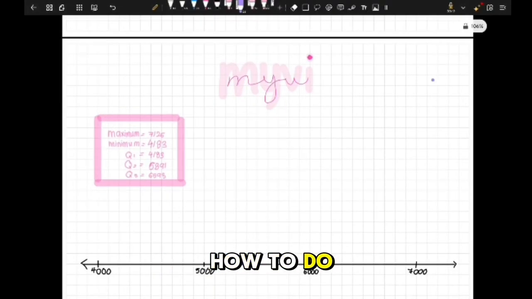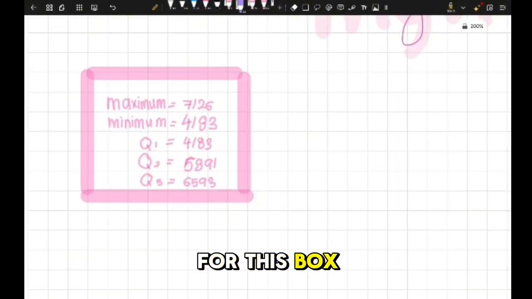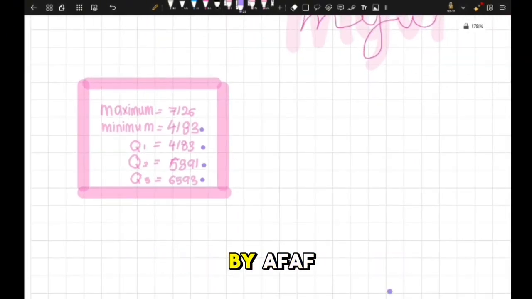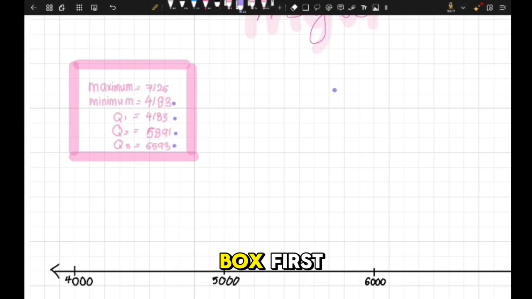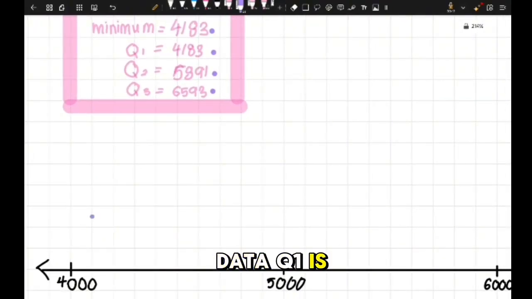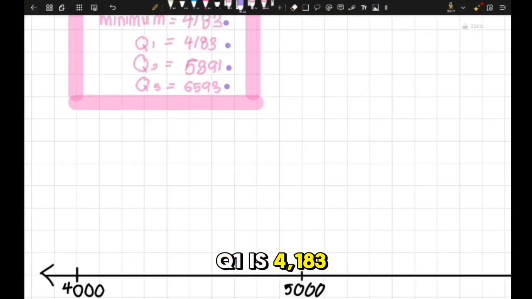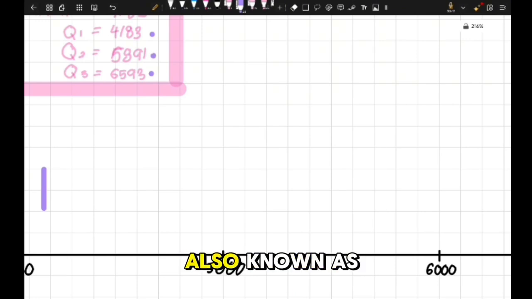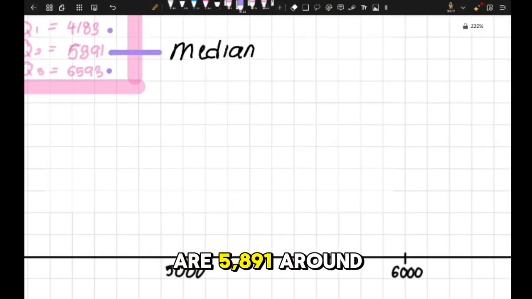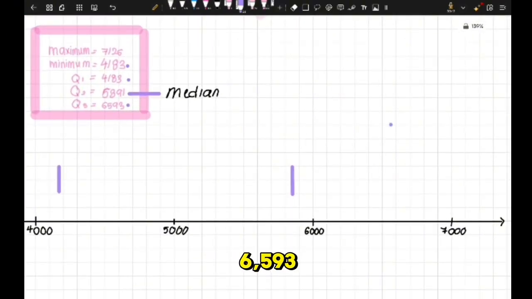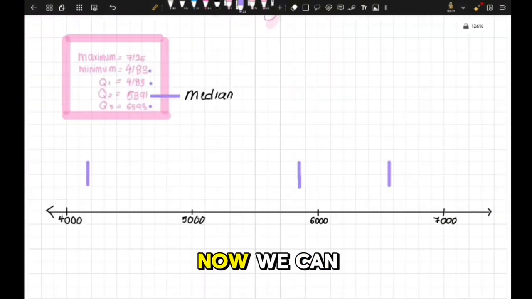Now we're going to learn how to do the box and whisker plot. For this box and whisker plot, we need to know the maximum, minimum, Q1, Q2, and Q3, which were already explained by Papa. First of all, we're going to do the box first. The box requires Q1, Q2, and Q3. So for the data, Q1 is 4,183, which is around here. Now the Q2, also known as the median, is 5,891, around here. Now the Q3, 6,593. Now we can do the box.